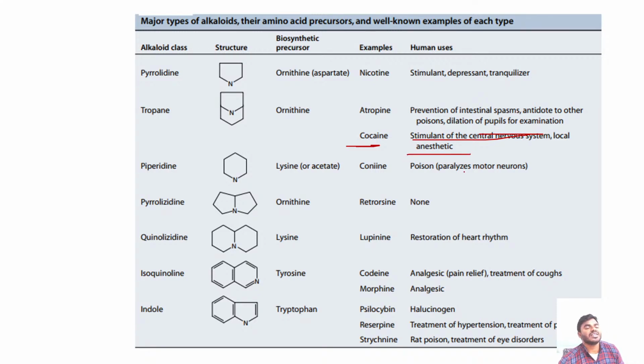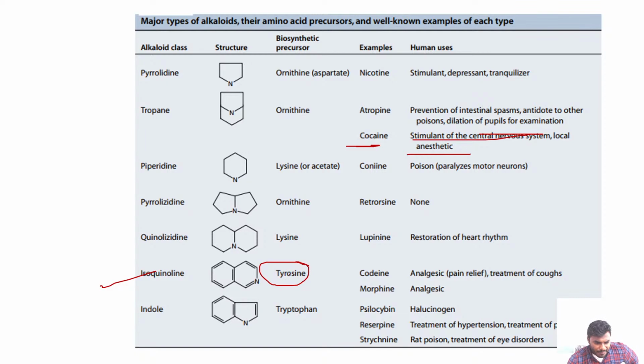What's the difference between general anesthetics and local anesthetics? General anesthetics are the drugs which make the entire body lose sensation. Local anesthetics are the drugs which make only that particular part of the body lose sensation. Every student remember this. Never get confused, friends.